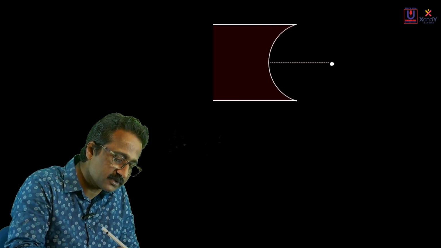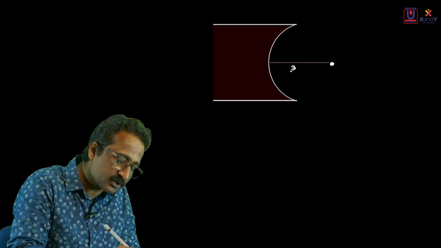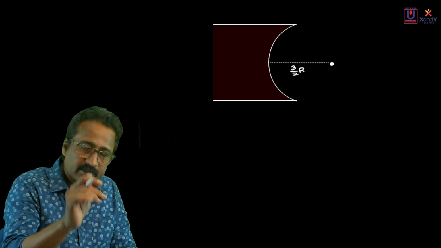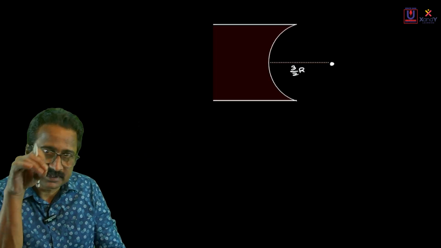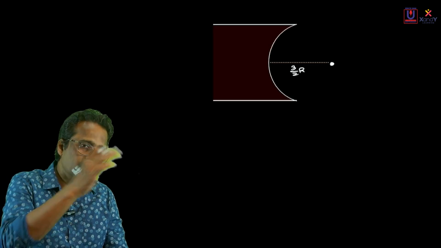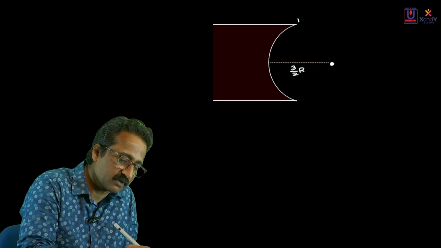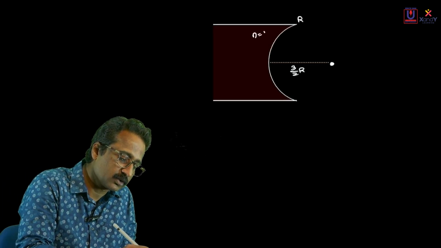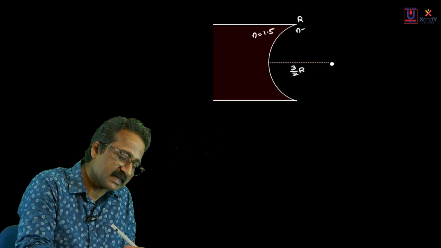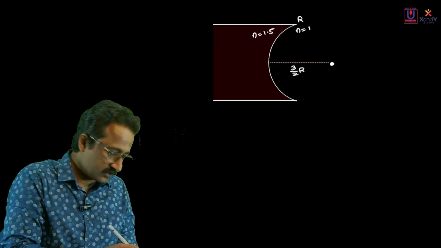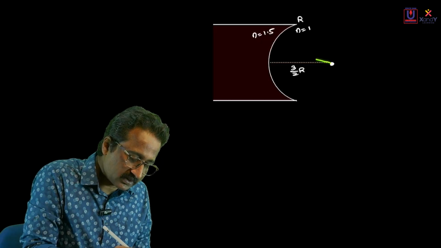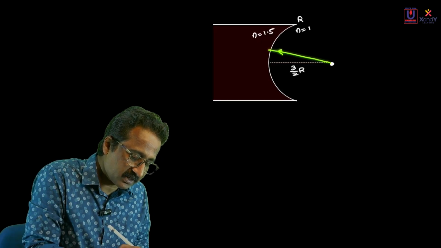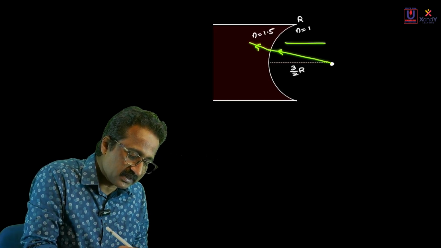This is the object. This distance is given to be 3 by 2R in the question, because this object is at a distance of 3 by 2R from the other surface. Now the radius of curvature is R. N is equal to 1.5 here, and here it is N is equal to 1. Now see, light is coming in this way. This is the way light is passing. This is the way it can bend also. So this is the direction of light.